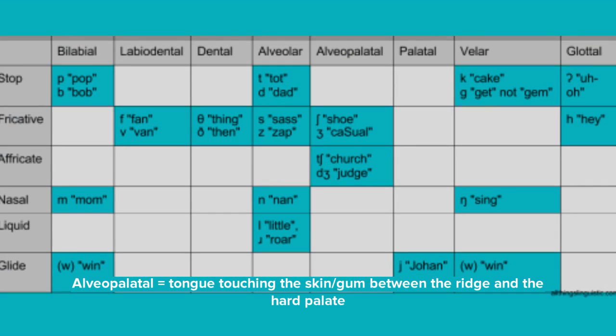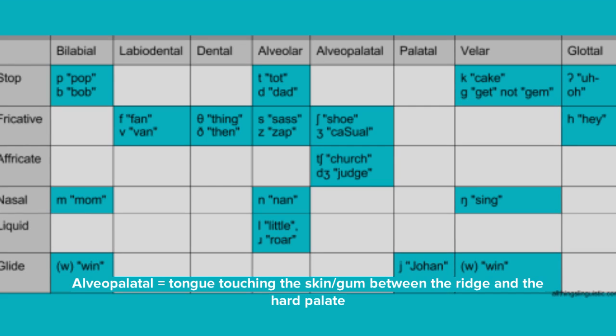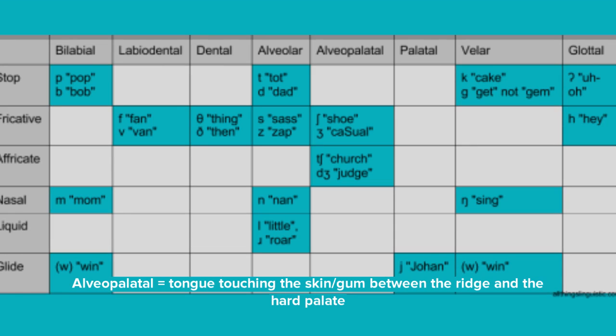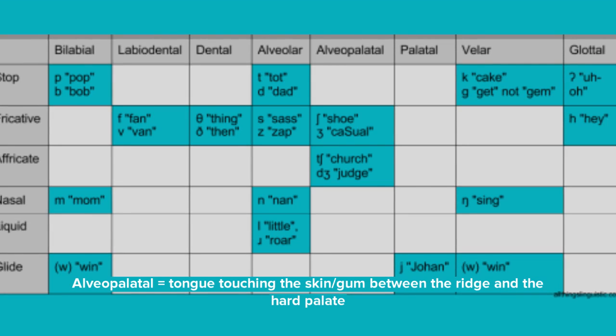The alveolar palatal sounds are those that are made by using the tip of your tongue behind your alveolar ridge closer to your palate. These are sounds like shoe, casual, church, and judge. These sounds are sometimes unique to English and you may not have them in your own language, but they are very important in English.